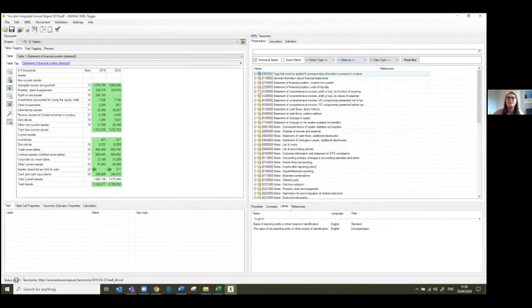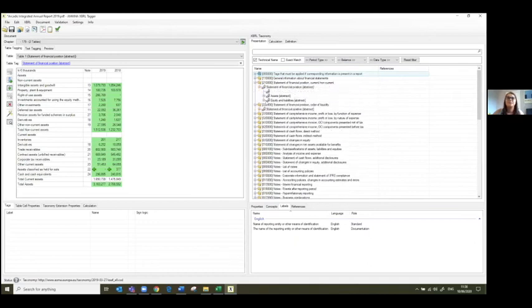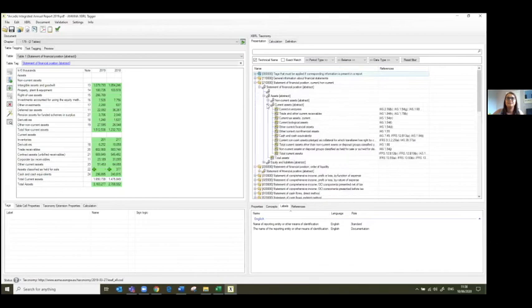Okay. So if I go back in here, and if I look at the statement of financial position, we'll get assets and current assets, not all current assets.